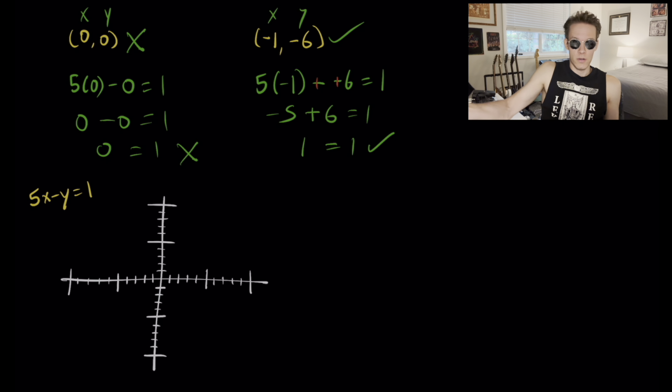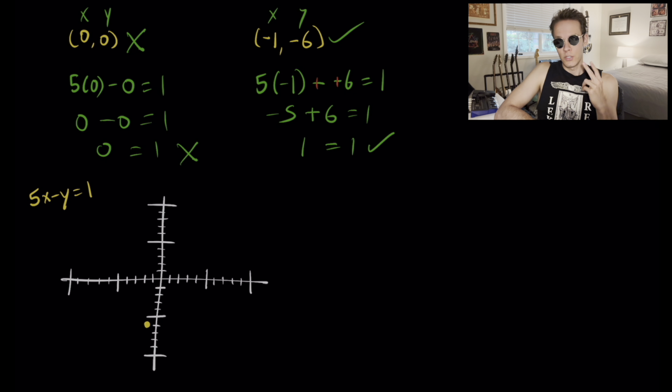So we graph our solutions on a graph like I got down here. So negative 1, negative 6, that's going to be right about there. To graph a linear equation, you need at least 2 points. So we got 1, and the second one, 0, 0, that didn't work. So how can we find another solution? A good way to do it is just pick a value for x. Just have that be your starting point. So let's say x is going to be 0, because 0 is just a really easy number to work with.